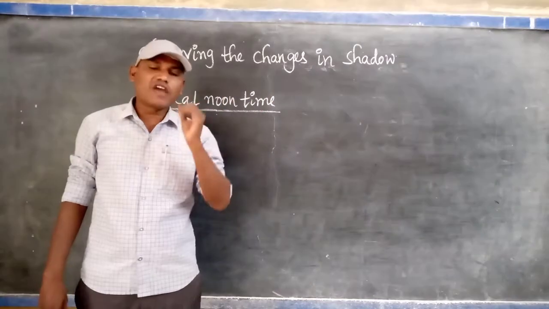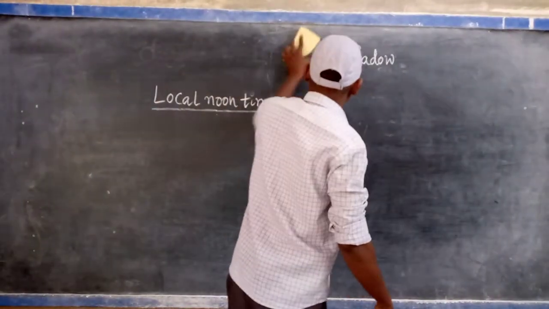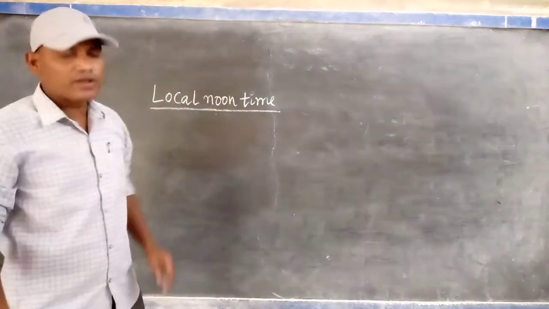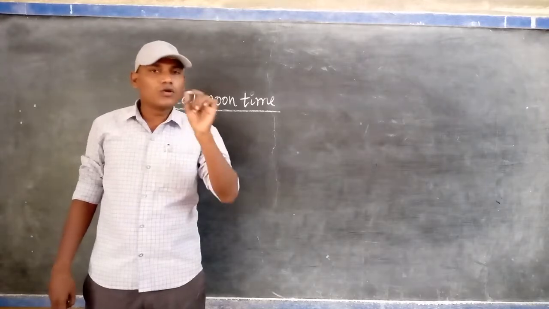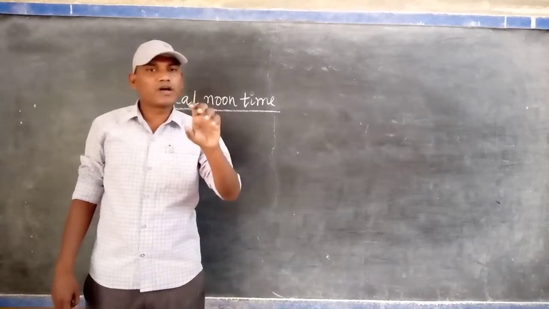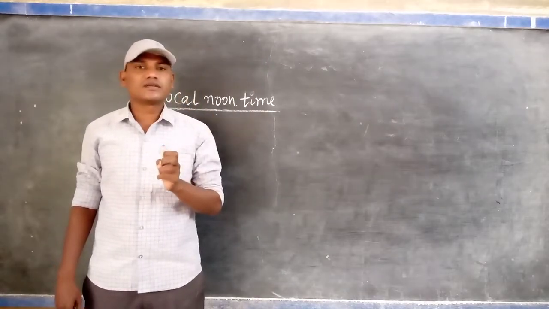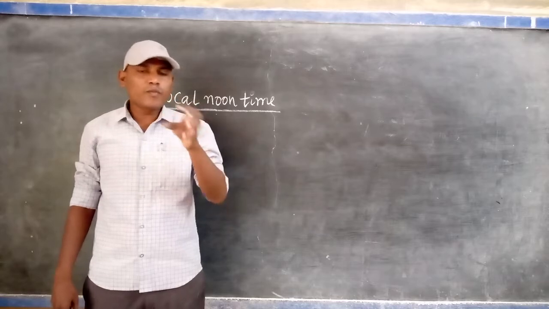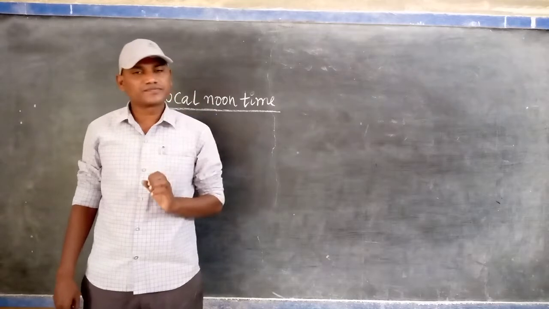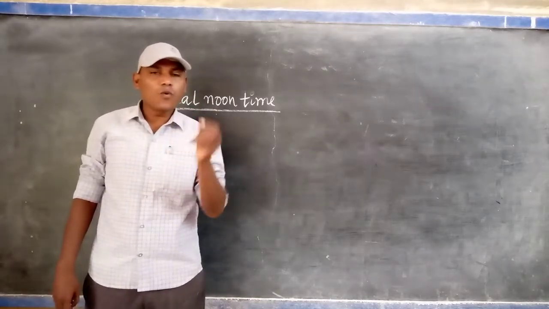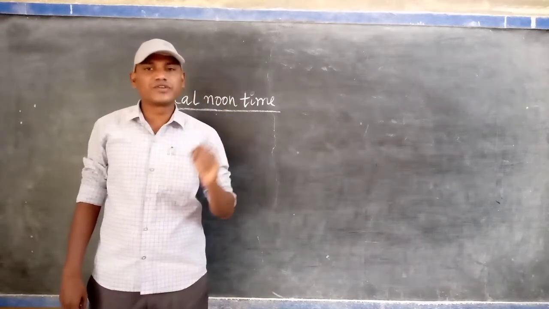Before going to this topic, I will give a small idea or theme of the stars and the solar system. First, in this chapter, we discuss how to find local noon time with the help of the changing position of a shadow. And second, understanding the north to south movement of the sun. Next, how we can make our own sundial. And further we are going on.